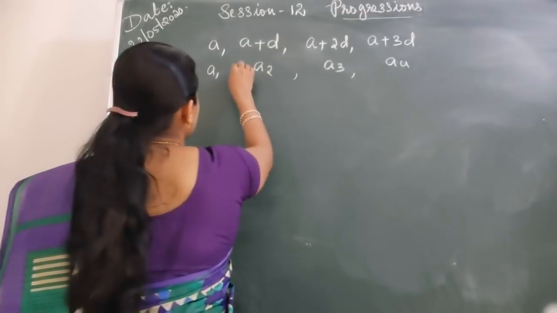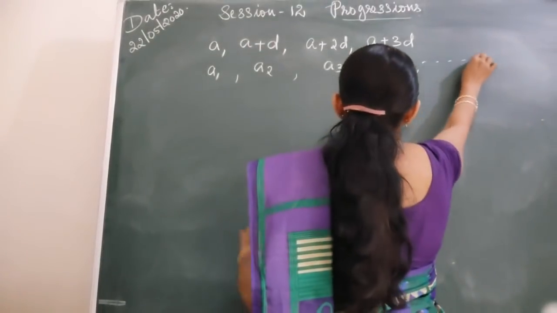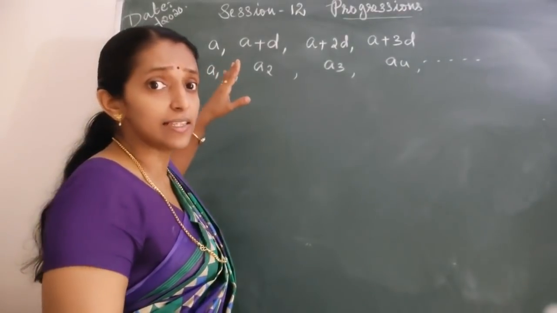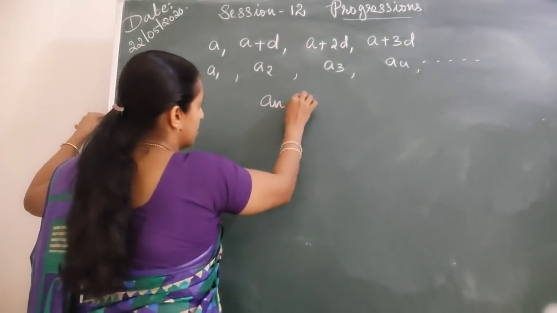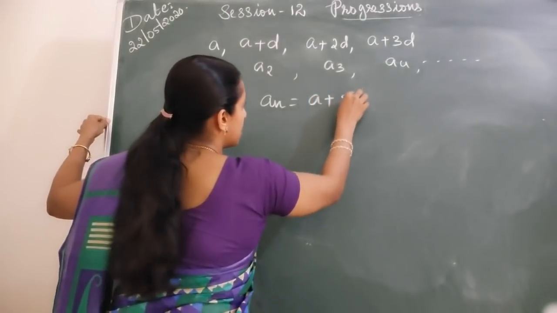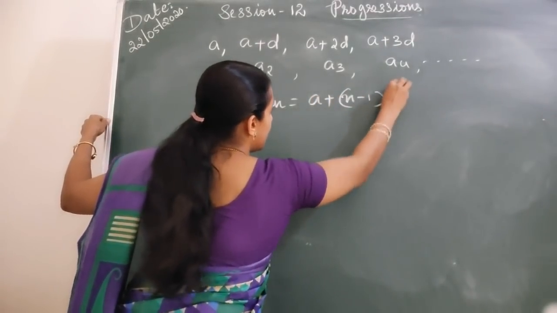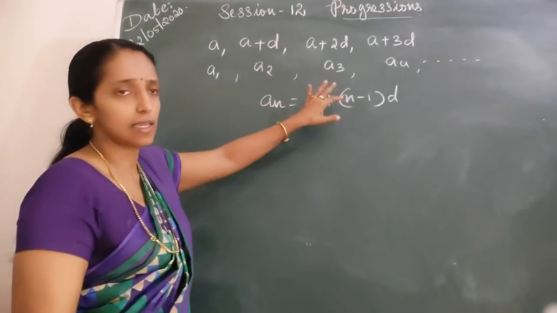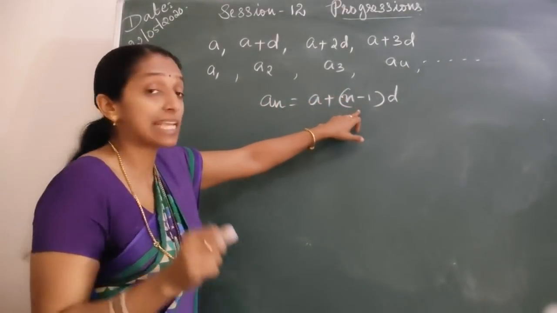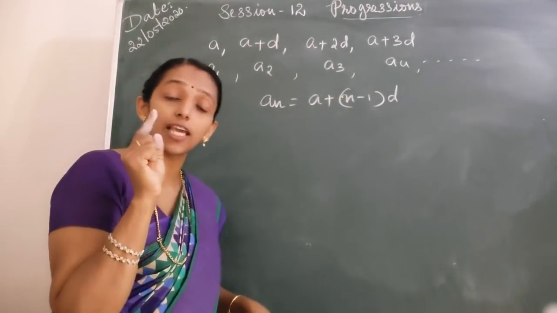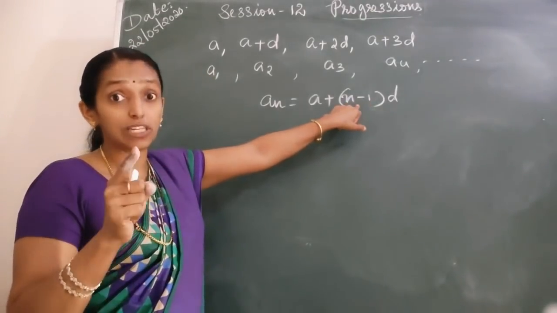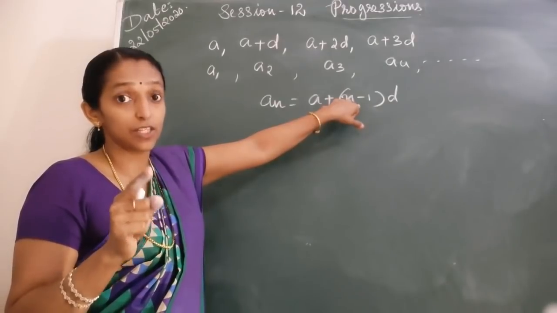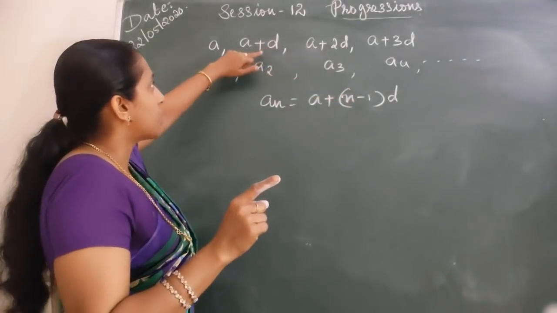Why am I writing like this? What is our formula? An is A plus (n minus 1) into D. Our formula is the nth term of an AP. That means n minus 1. If you have to calculate the 24th term, you write 23D. That's why 1D is missing.